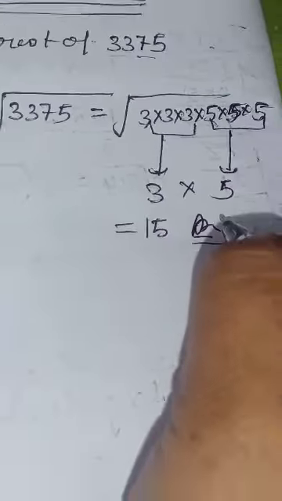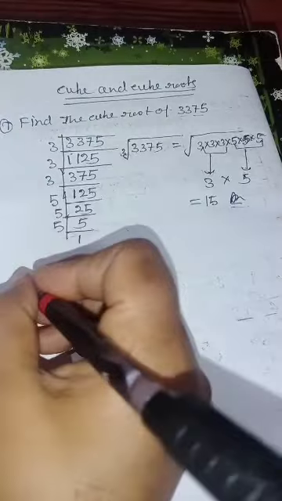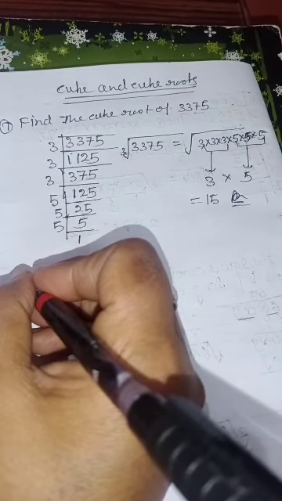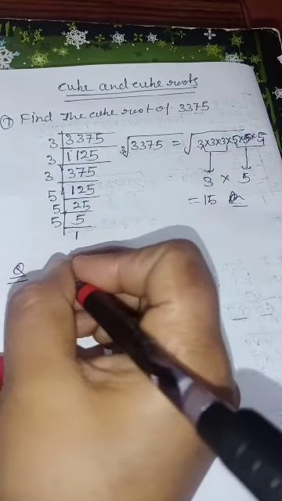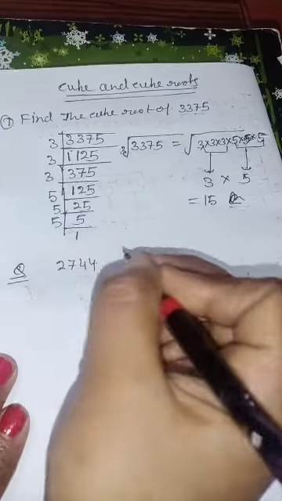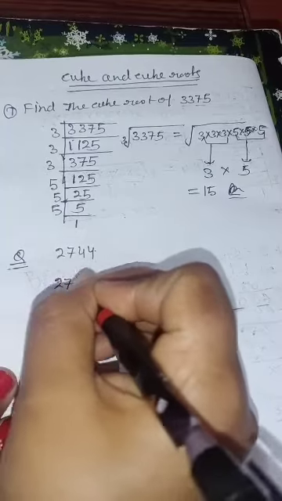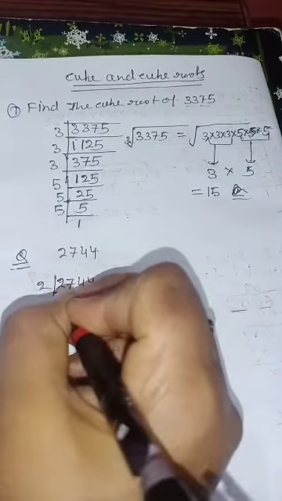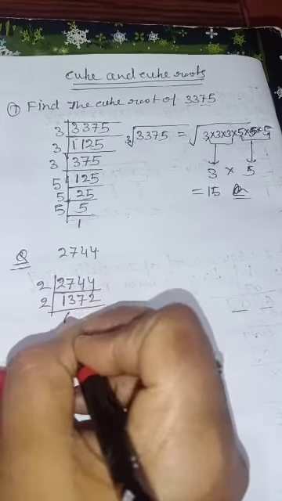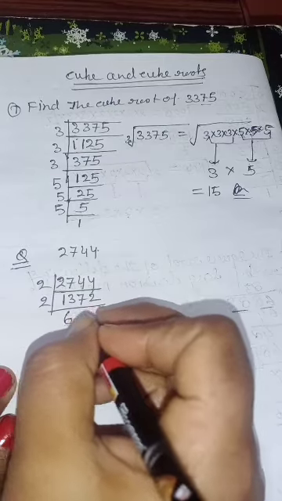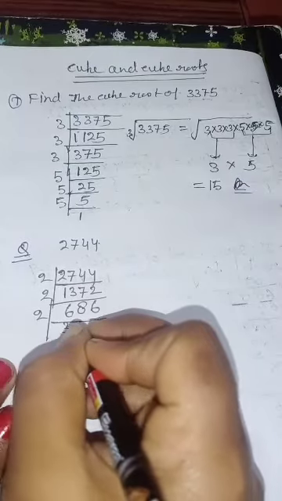So in this way you will find the cube root. Okay, now again see that one more question I am going to do for this. The question number 2 is 2744. We have to find the cube root of this number. So do prime factorization of 2744. So 2 1s are 2, 2 3s are 6, 2 7s are 14 and 2 2s are 4. Then 2 6s are 12, 2 8s are 16 and 2 6s are 12. Again by 2, 2 3s are 6.